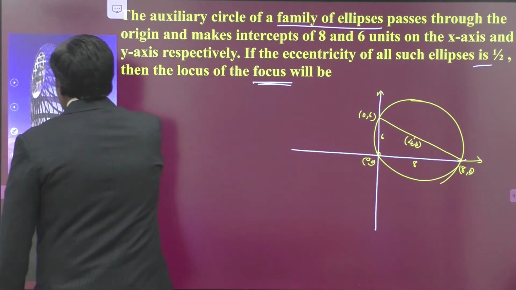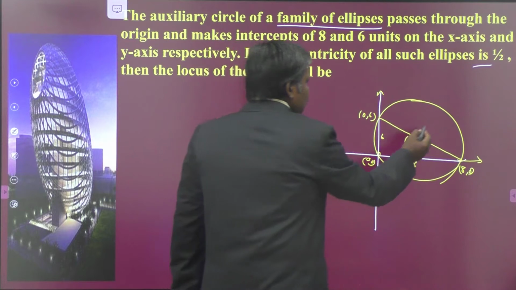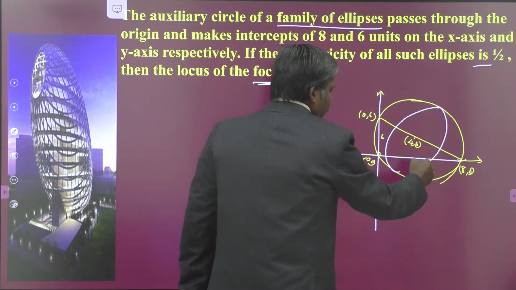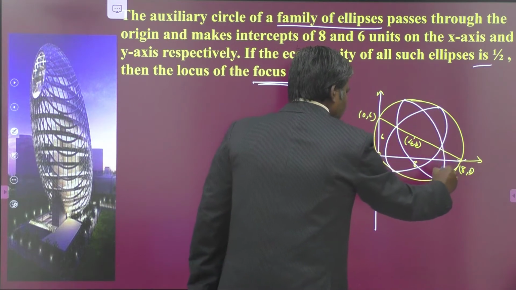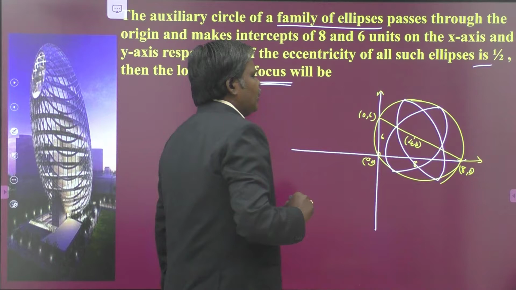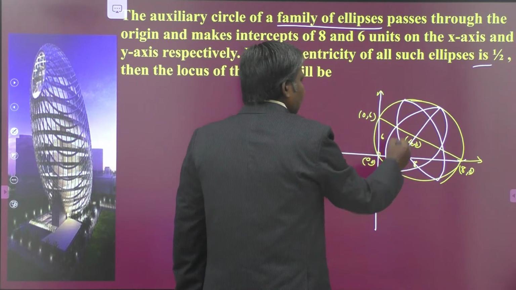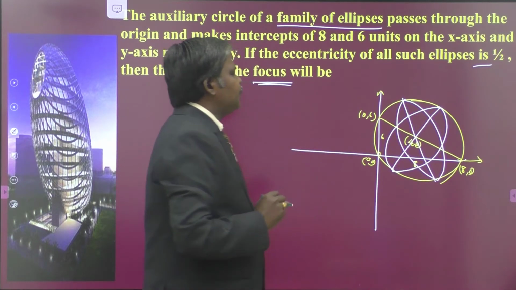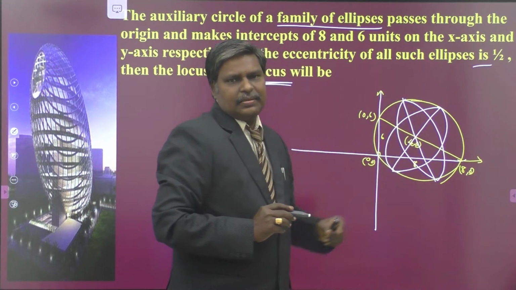Let us see one of the ellipse in this family of ellipse. So this may be one of the ellipse. This may be another ellipse. You may draw an infinite number of ellipse with major axis as the diameter of this circle. Am I correct or not? These are all ellipse. You can draw infinite number of ellipse. For every ellipse, this is your auxiliary circle.